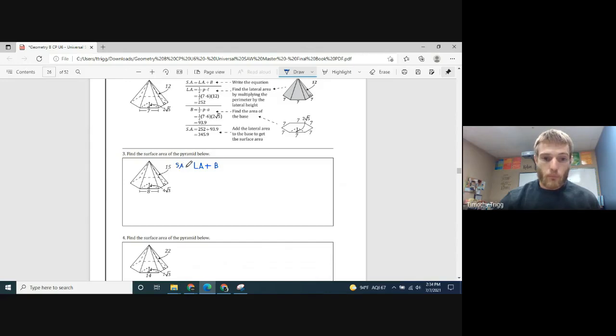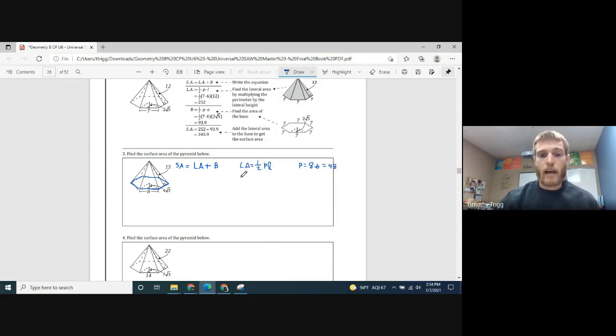So how do we find the lateral area? Well, the formula for our lateral area is the same as what we just did. That's 1/2 P times L. What's P in our case? P is the perimeter of the base. In our case, that's a hexagon, 6 sides, and each side is length 8. So the perimeter of this hexagon will be 8 times 6, which is 48. That's the perimeter of the base.